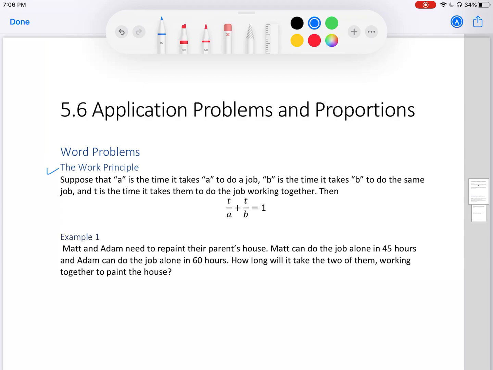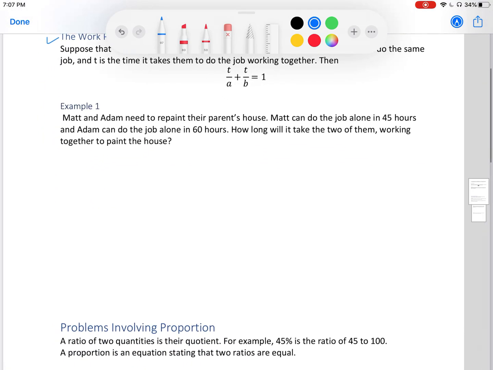Suppose that A is the time it takes A to do a job, and B is the time it takes B to do the same job, and T is the time it takes both of them to do the job together. Then T divided by A plus T divided by B equals 1. So we're going to take whatever they tell us, a job or a task, that takes one person and another person, and we're going to write that number as the denominator, and create that proportion.